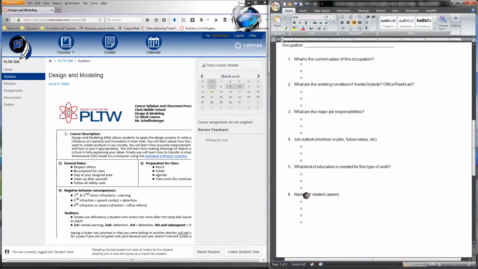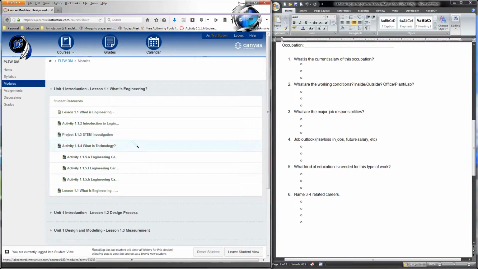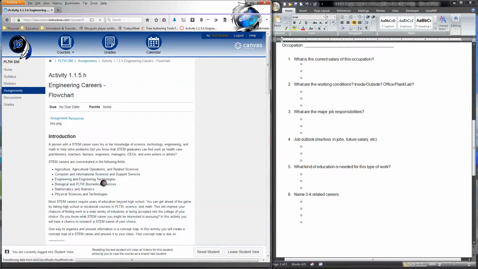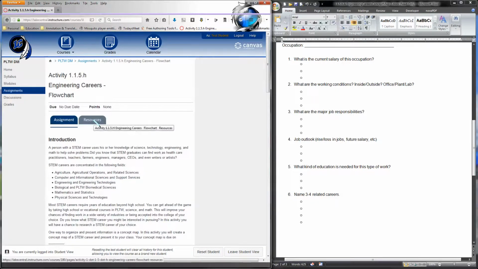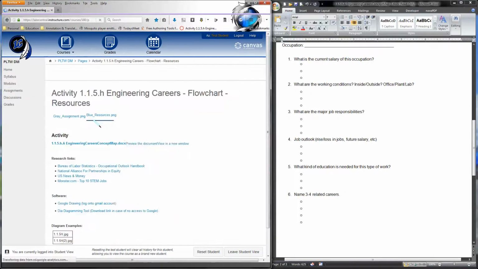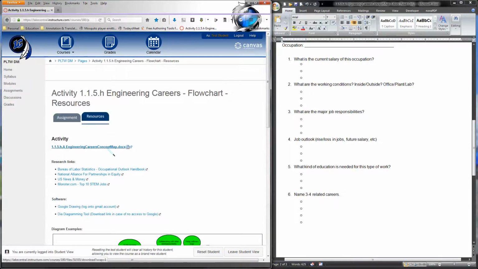So what you'll need to do is access your Canvas site, and go into Design and Modeling. Once you're in Design and Modeling, go to Modules, and we'll access the activity 1.1.5H, and then click the Resources tab. Located here, you'll have your worksheet in the activity area, and if you don't have that sheet, you'll be able to print that out.